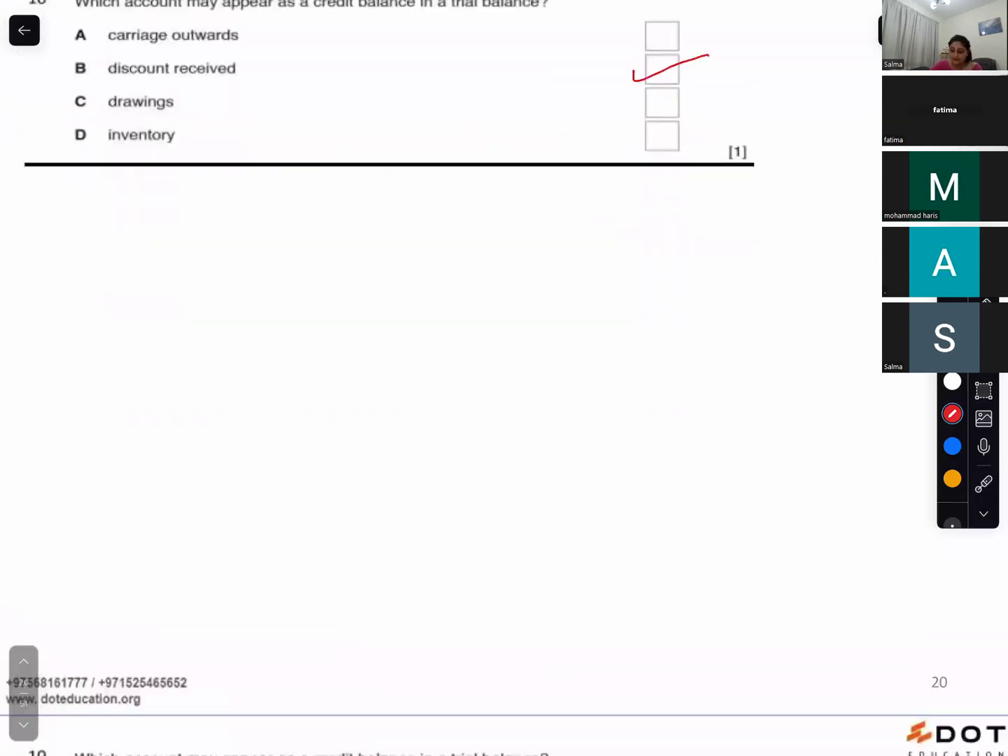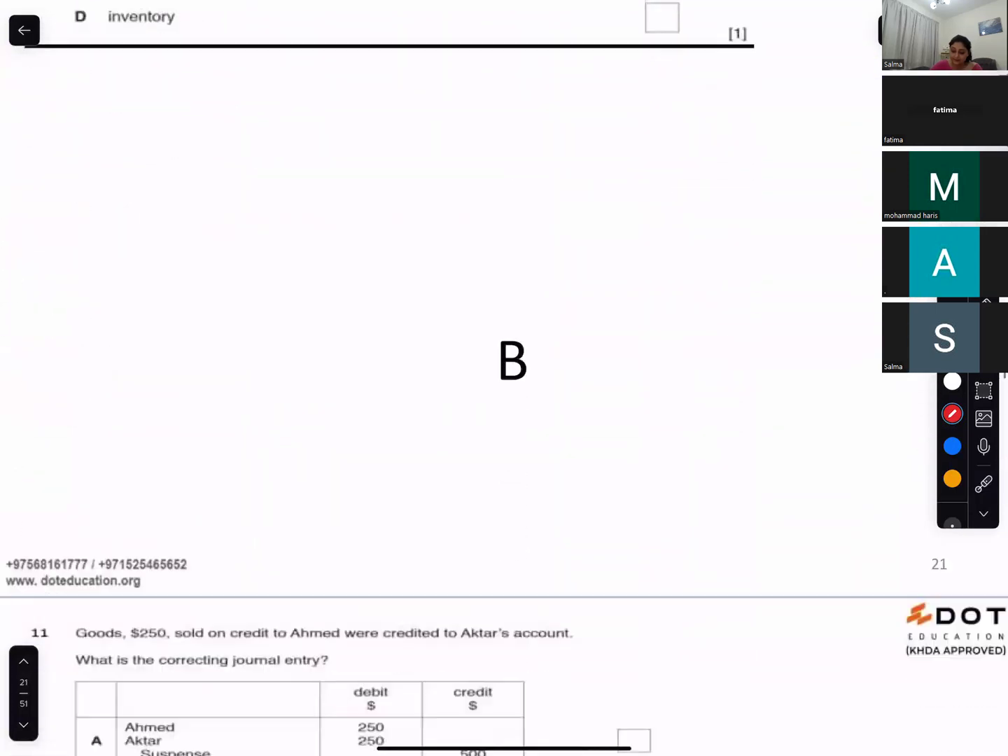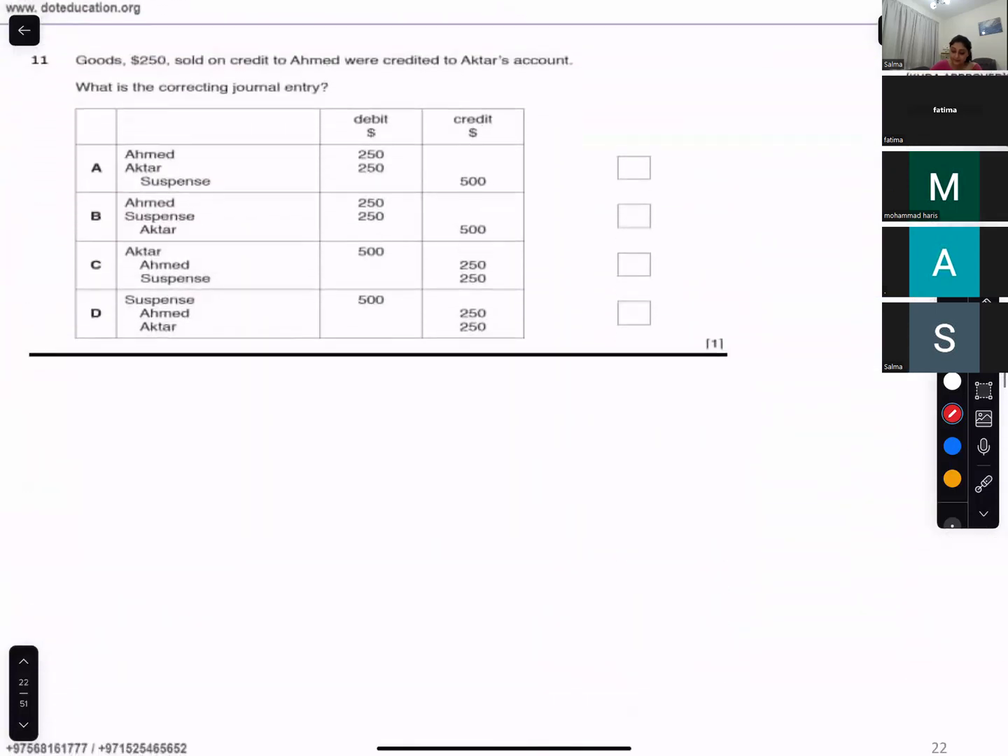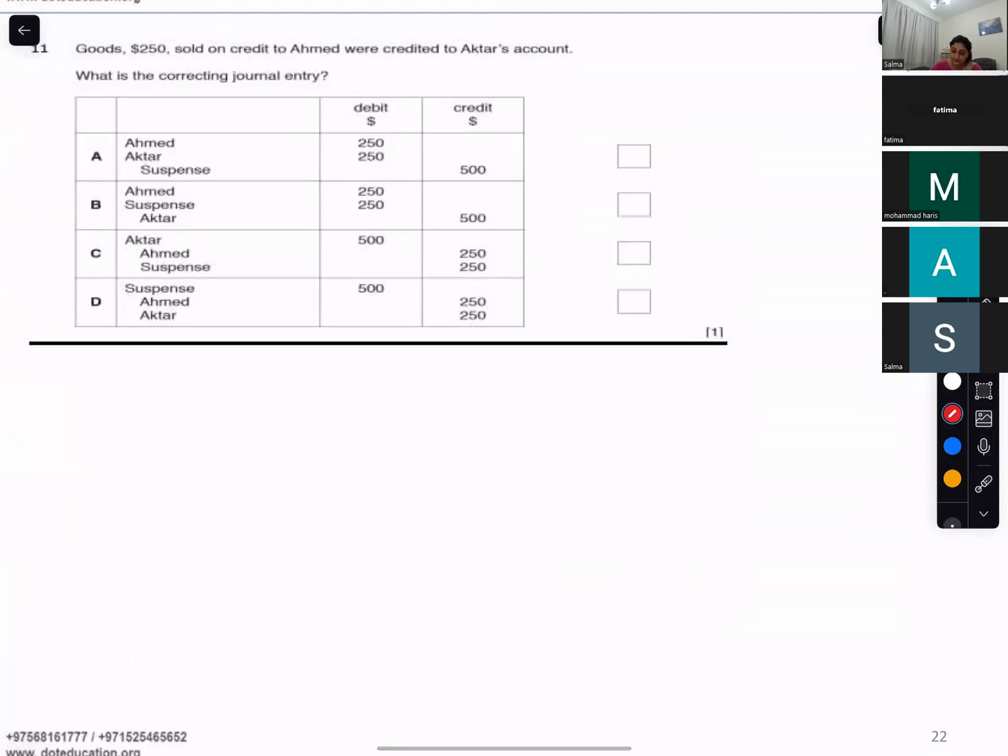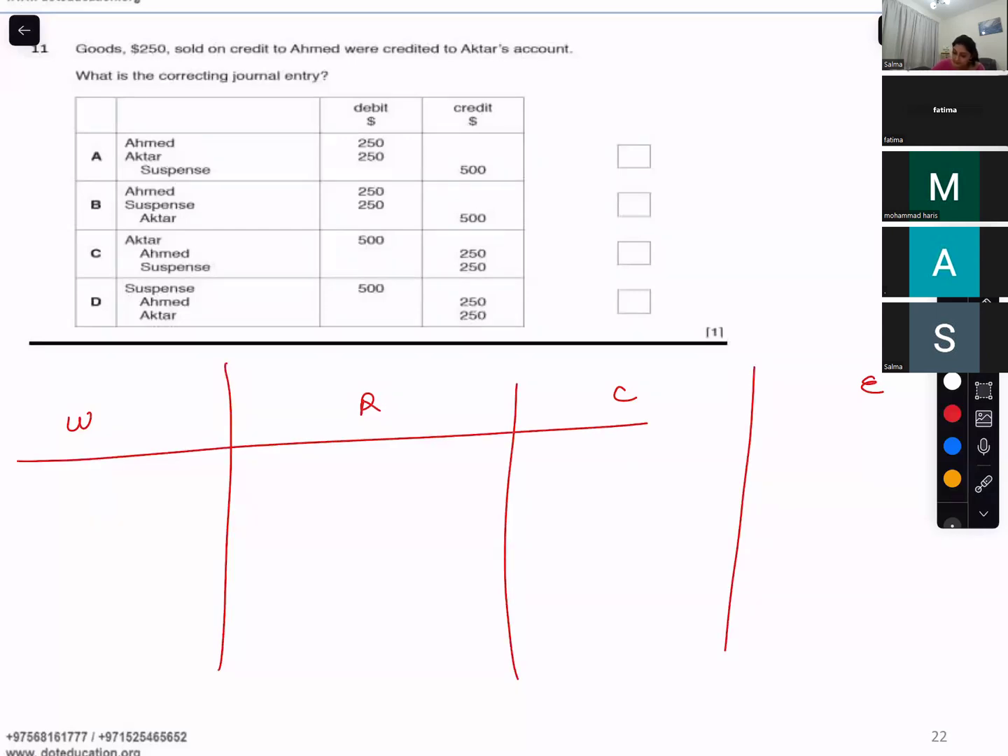Fatima. Goods 250 sold on credit to Ahmad were credited to Akhtar's account. What is the correct journal entry? So wrong, reverse, correct, rectification. Correct is Ahmad debit 250. And the wrong that we did is we credited to Akhtar's account. So Akhtar credit 250.